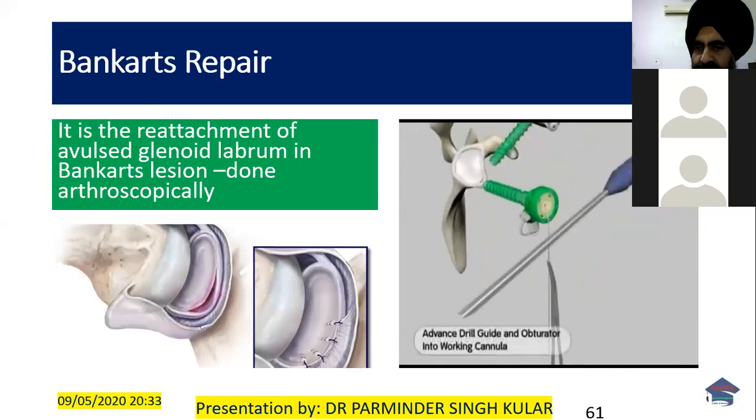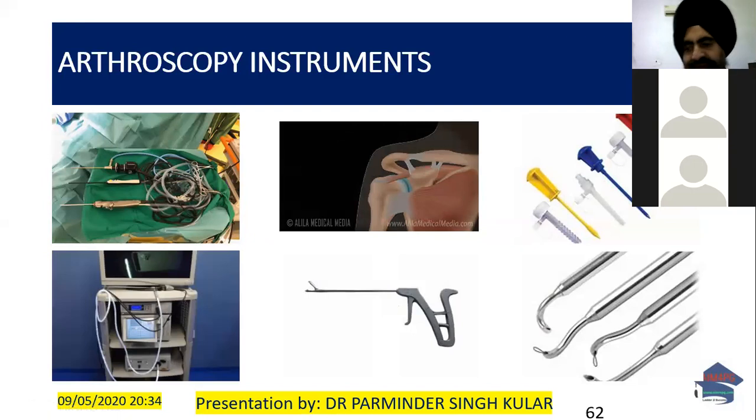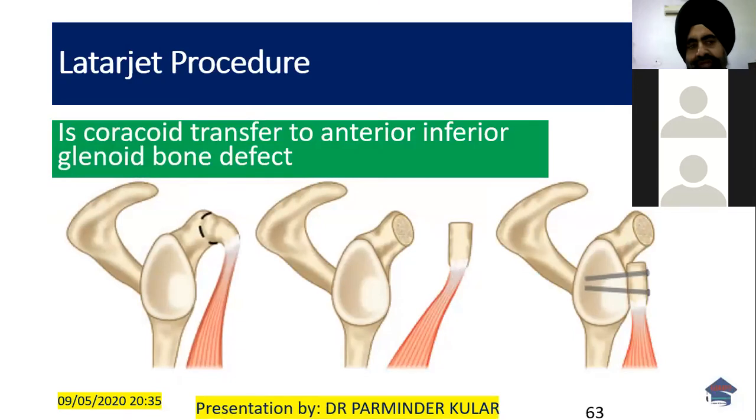To give an idea how arthroscopic repair is done through the cannulas. Then coming to the next slide, these are the instruments which we use for arthroscopy. We have the light source, we have the arthroscope, we have certain instruments, these are the cannulas. And these are the instruments to pass the sutures and to tie the knots. And these are the common procedures performed in recurrent dislocation.